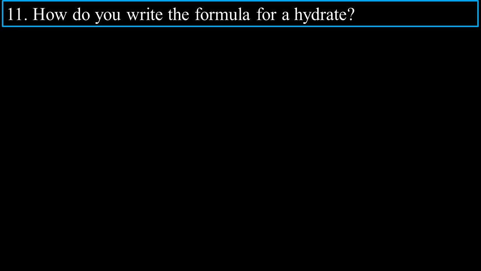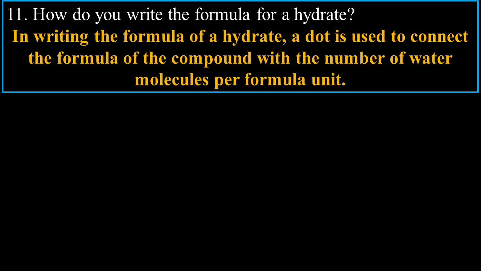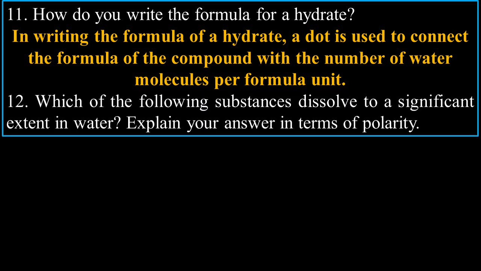How do you write the formula for a hydrate? You write the salt part of it, and then you put a dot and then the number of water molecules per crystal, individual crystalline structure. In writing the formula for a hydrate, a dot is used to connect the formula of the compound to the number of water molecules per formula unit. What's formula unit? Formula unit is a way of expressing an ionic compound. You don't say a sodium chloride molecule, you say sodium chloride formula unit.